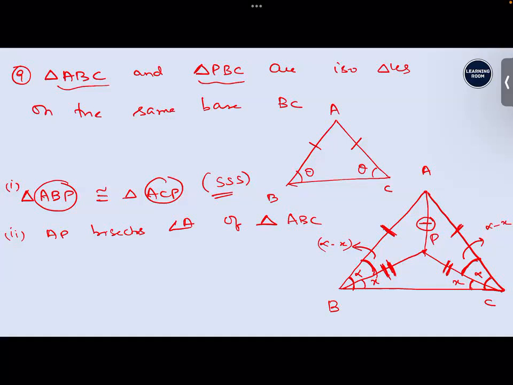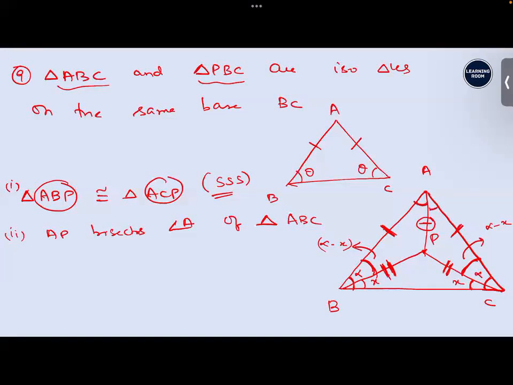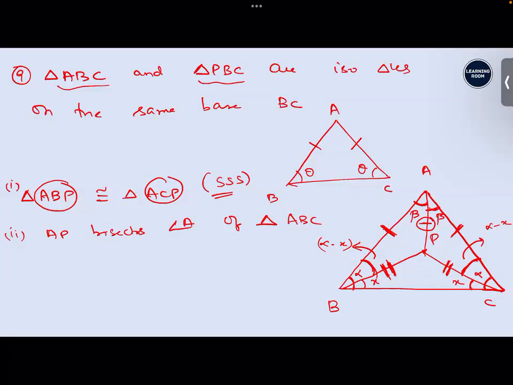So AP bisects angle A. CPCT, you can say that the corresponding sides are equal. Similarly, corresponding angles will also be equal. Since the triangles are congruent, this angle and this angle will be the same. If this is beta, this is beta. Is there anyone who is having any doubt? No, sir. Okay. So, should we do the 10th one? Yeah.